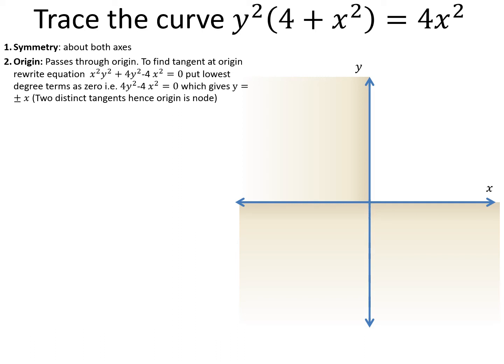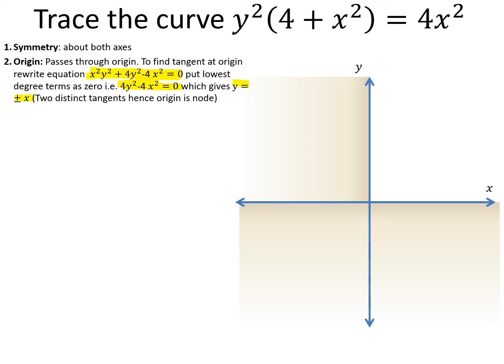So we will rewrite our equation as x square y square plus 4y square minus 4x square equal to 0, right? So here you can see that x square y square is a 4-degree term, 4y square is a 2-degree term, and minus 4x square is also a 2-degree term. So here the lowest degree term is the 2-degree term, which is a group of two terms, 4y square minus 4x square. So we will put them together, 4y square minus 4x square equal to 0. So with this we get y equal to plus minus x.